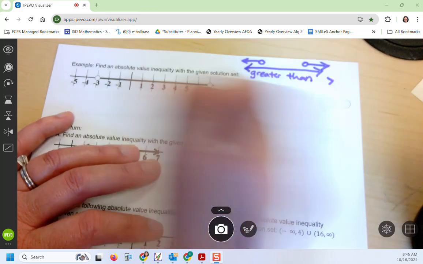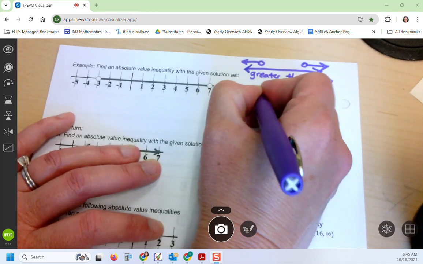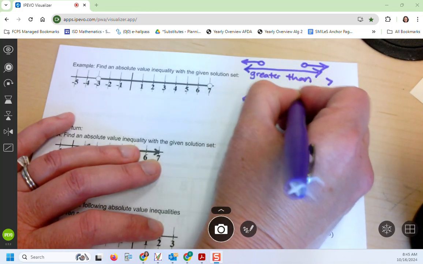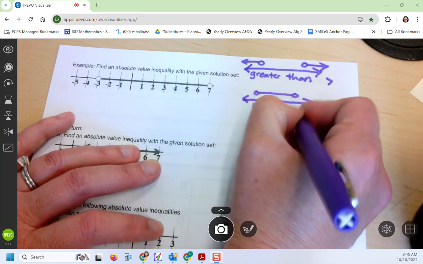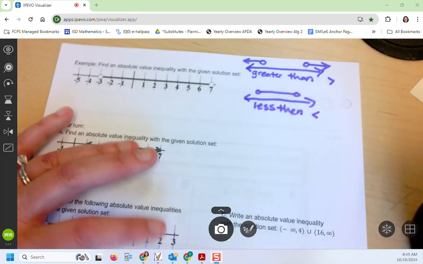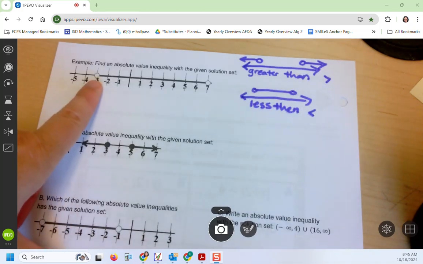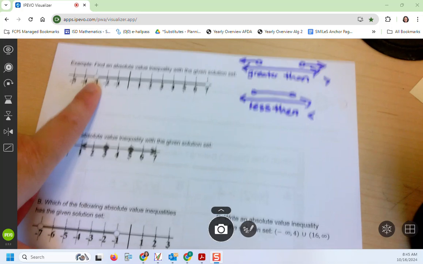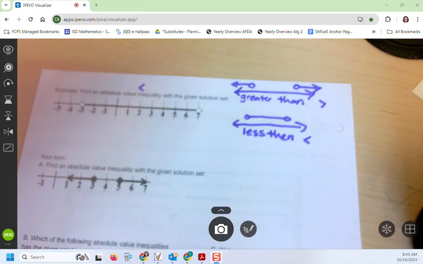Which is this. And then on your number line, if you are between two numbers, that would be a less than, because you are less than a certain distance away. So if you're close, it would be between, and that's a less than. If you're far away, that's going to be going out, that's a greater than. Okay? So this one we can see is which one? Greater or less? It's a less because it's between the two numbers. So we're going to be using that less than symbol.